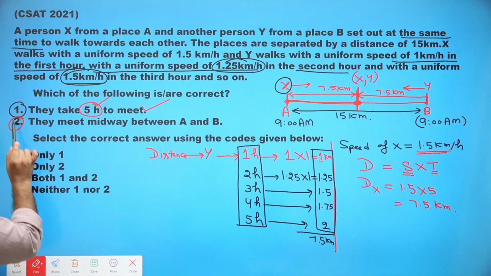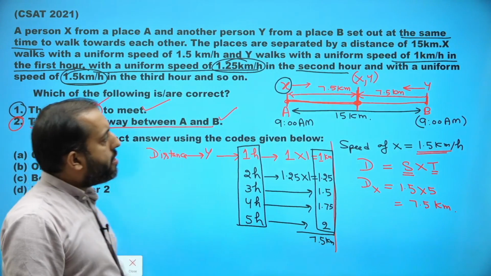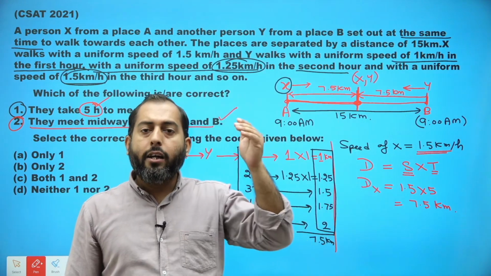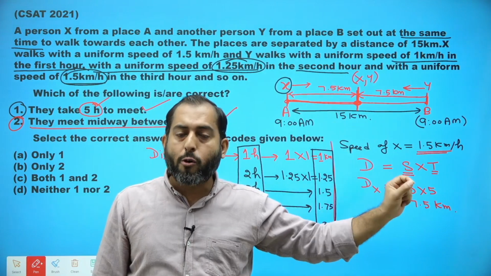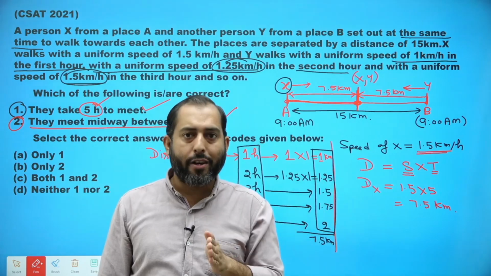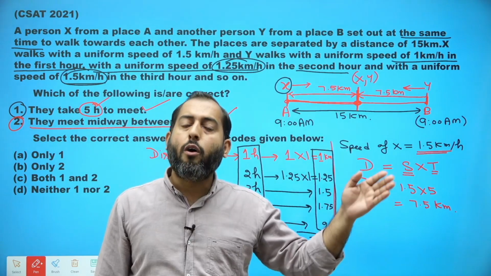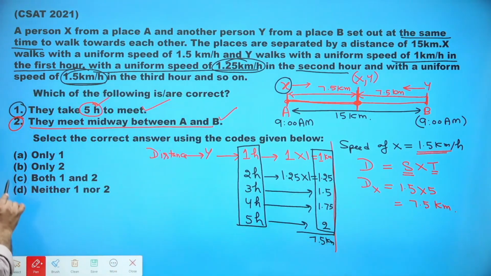Similarly, the second statement says they meet midway between A and B. This is also true, because the total distance was 15 kilometer, and whether we talk about X or Y, they are covering how much distance? They are covering 7.5 kilometer. 7.5 is the mid value of 15 kilometer. Hence, the second statement is also correct. Answer should be option C. I hope, guys, this is clear to everyone. Please make a note of it.